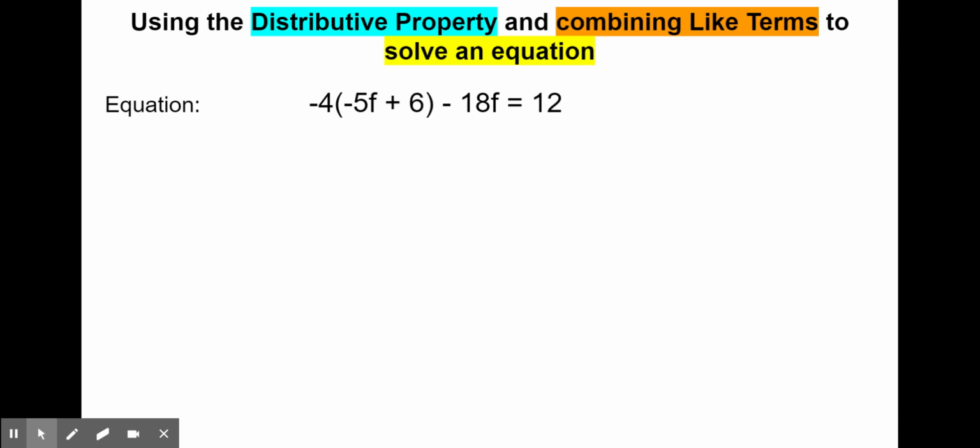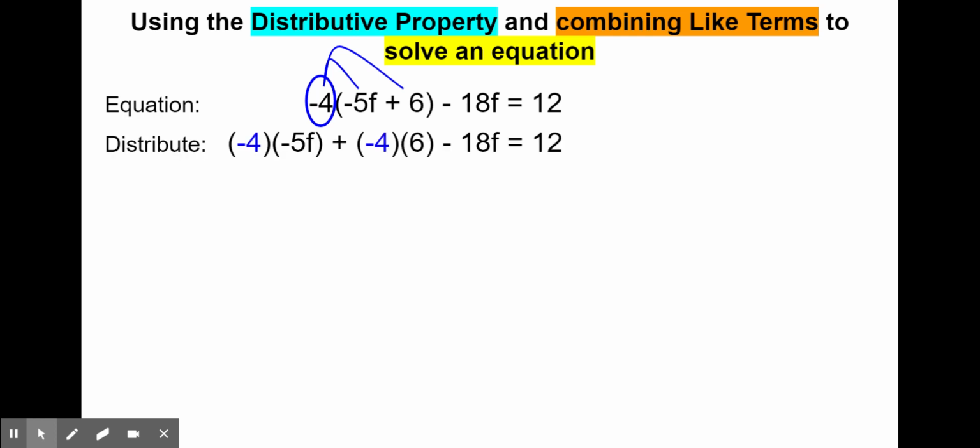For now, we're going to start with distributive property, almost like we're starting with parentheses, except we'll end up using the reverse order of operations. But we'll start with our distributive property, that -4 times what's inside those parentheses. So we'll take our -4, remember, and distribute it out, or multiply that -4 times -5f and that -4 times 6. I can rewrite my equation to show that this distribution is happening.